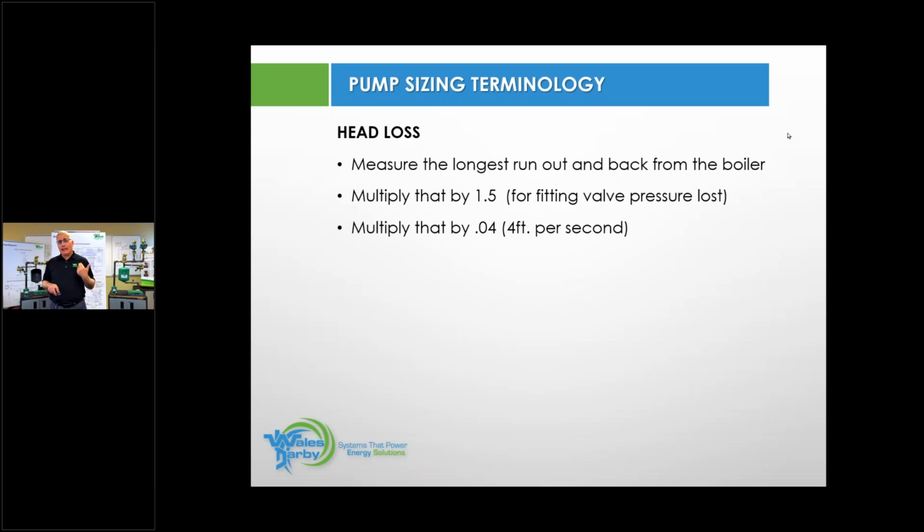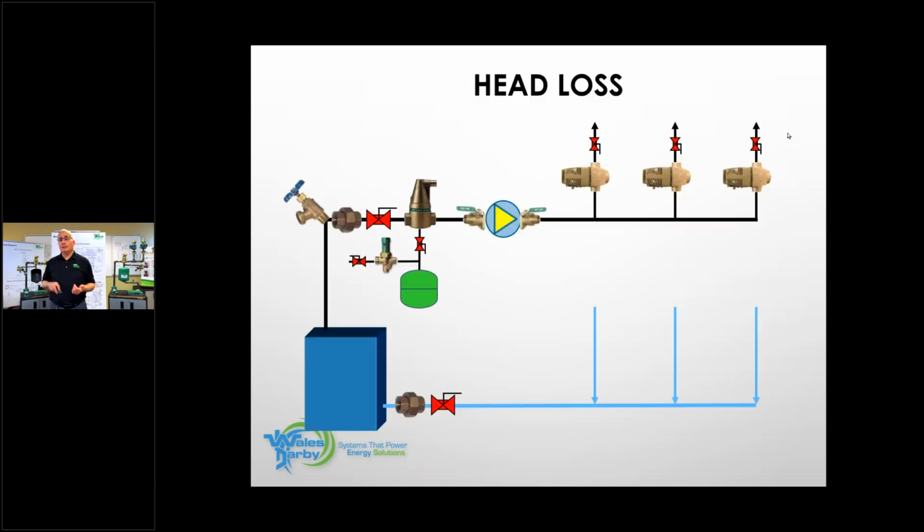You want to measure it out from the discharge side of the pump all the way through the house and back to the suction side. You're going to have to do your best guesstimations once the piping disappears up into the basement ceiling. Okay, so get that number, multiply it by 1.5. We're adding 50%, because we can't see how many valves, T's, and what have you are in the system. Then we're going to multiply that number by 0.04 to make sure we're not going over 4 feet per second. And that will give us our head loss.